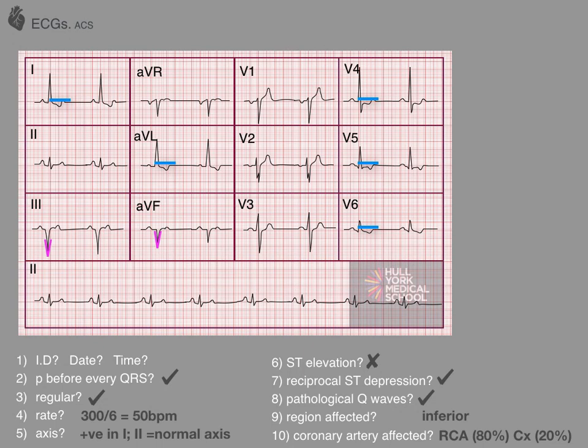We then look for whether there are any pathological Q waves. So I hope you can appreciate that in both lead 3 and lead AVF, the first deflection is a deep negative. So these are pathological Q waves. And these two leads, 3 and AVF, cover the inferior border of the heart. And therefore, we would think that in most cases it was the right coronary artery that was affected, although in roughly 20% of people, this could be the circumflex artery.